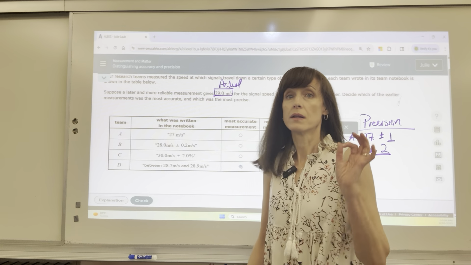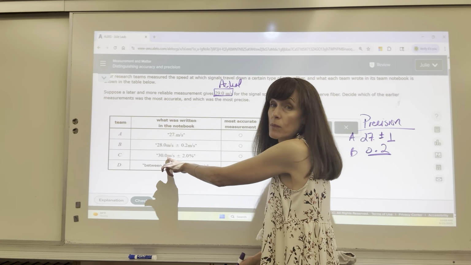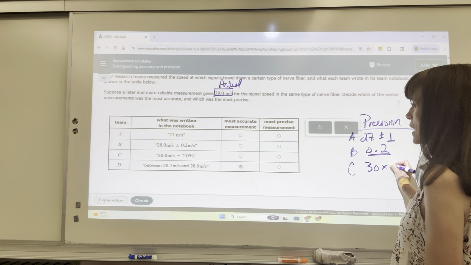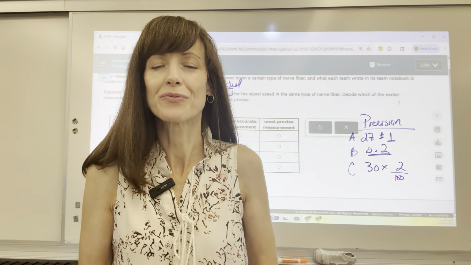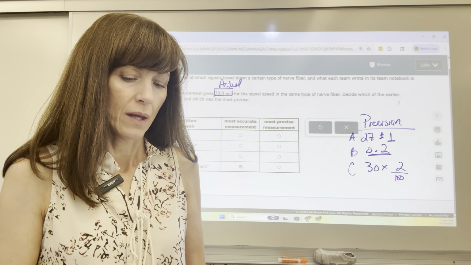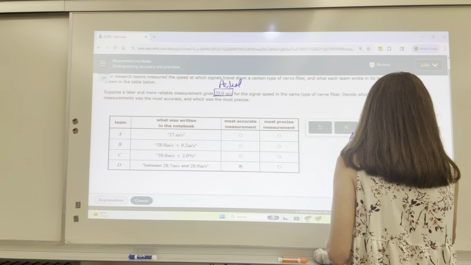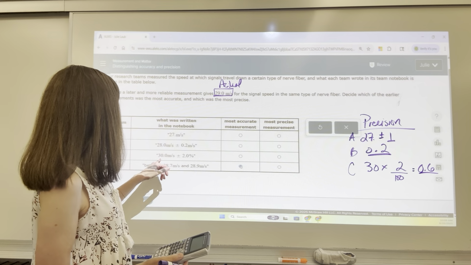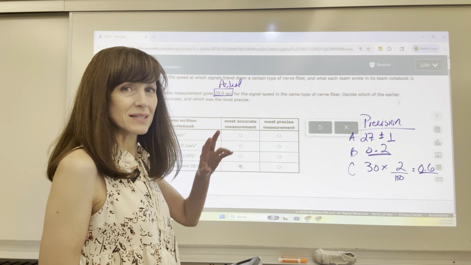Okay, on this one, a little bit of work. You're going to convert percent to decimal and then multiply. Let me write this down for you. So on C, it's going to be 30 times my 2% divided by 100. And remember, I do the converting from percent to a decimal, just divide by 100. So we'll take our percentage, the 2 divided by 100, times that by 30, and we get 0.6. That's going to be your standard deviation. So I could write this instead of plus or minus 2%, it could be plus or minus 0.6. That would be the same thing.